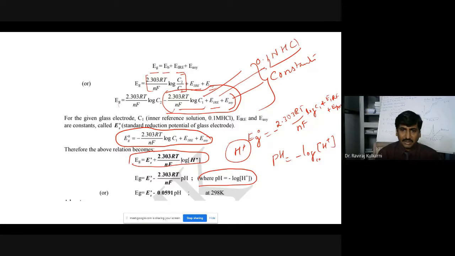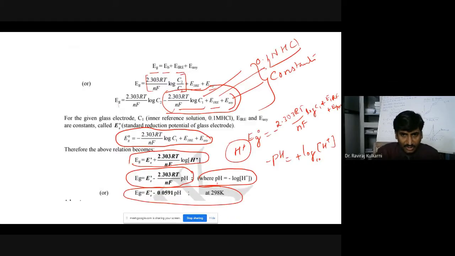So what happens in this? Log H plus becomes minus pH. Okay, if I take here positive, I'll make it negative right here. So in place of log H plus, I can write minus pH. So the equation becomes Eg is equal to Eg naught minus 2.303 RT by nF times pH at 298 Kelvin. I can write this as Eg is equal to Eg naught minus 0.0591 into pH. Okay, this is the Nernst equation for glass electrode.